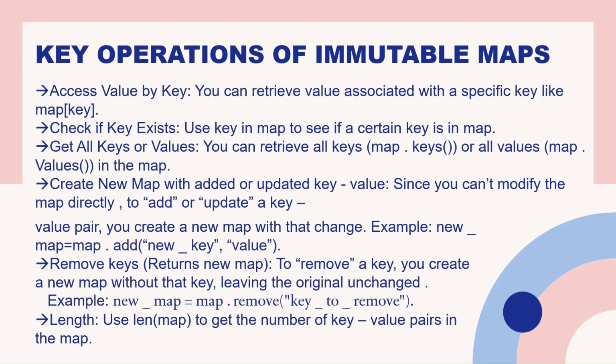Key operations of immutable maps include accessing values by their keys, checking if a value exists, and retrieving all keys or values. To add or update a key value pair, you create a new map with the changes. Similarly, removing a key results in a new map without that key. Lastly, you can get the length, or the number of key value pairs, in the map.